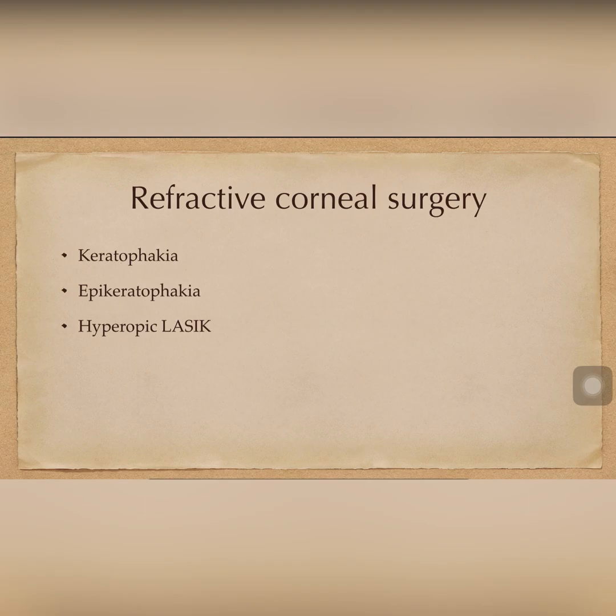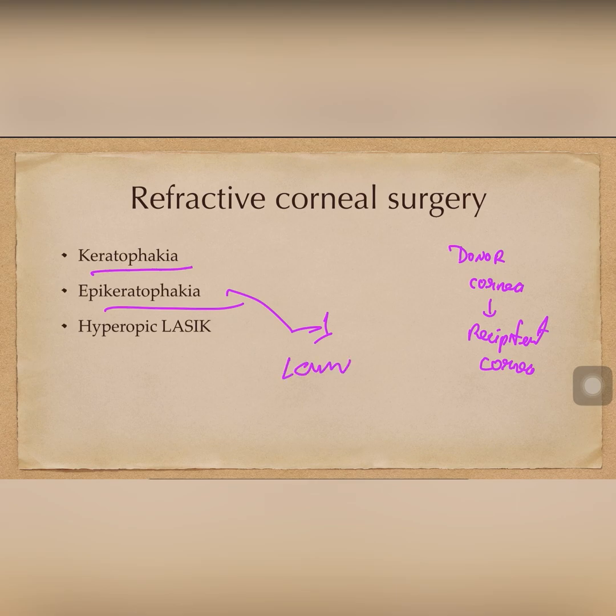Refractive corneal surgeries are keratophakia, where human donor cornea is used to produce or increase an anterior curvature of the recipient cornea. Or we can use epikeratophakia, which is a refractive surgical procedure in which a lamella of a donor cornea is transplanted onto the anterior surface of the patient's cornea. Or we can use hypermetropic LASIK operation.